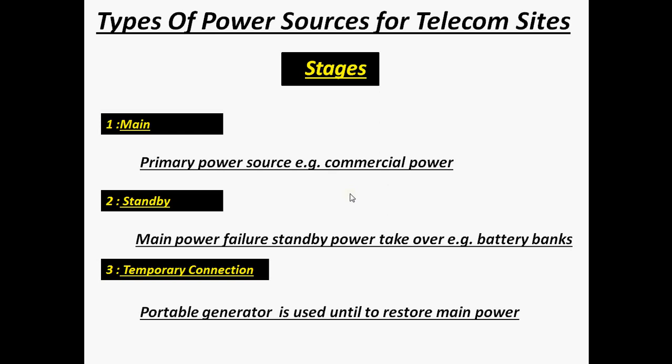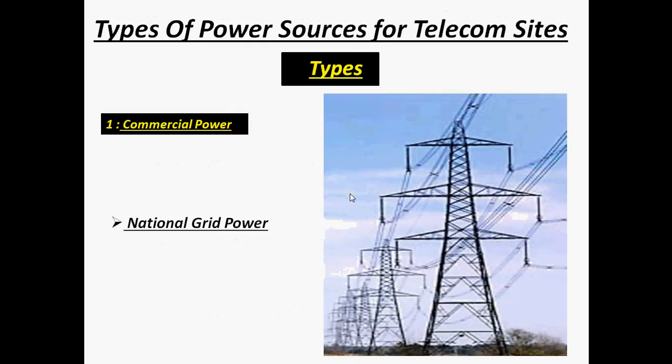So number one is main. It is basically the primary power source, for example, commercial power. Number two is standby. When the main power fails, the standby power takes over. For example, battery banks act as standby in a site. And number three is temporary connection. A portable generator is mostly used until the main power is restored. So let's see its types.